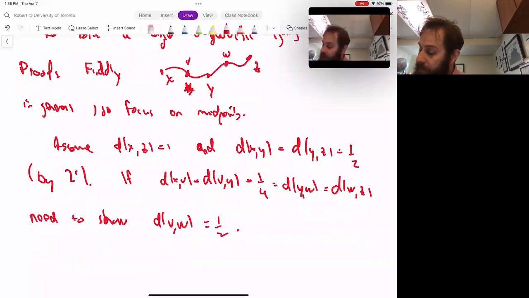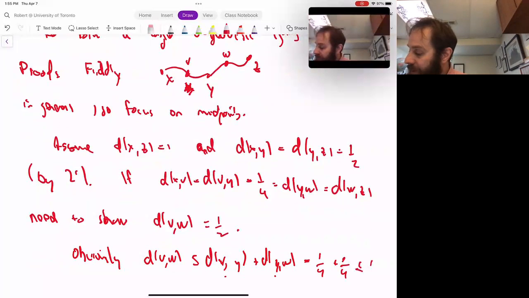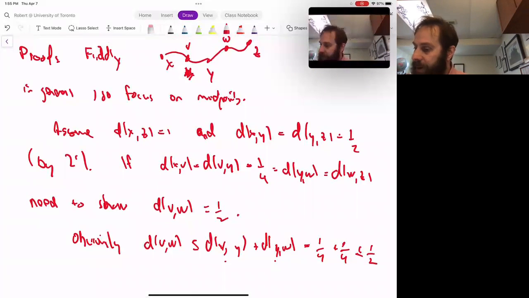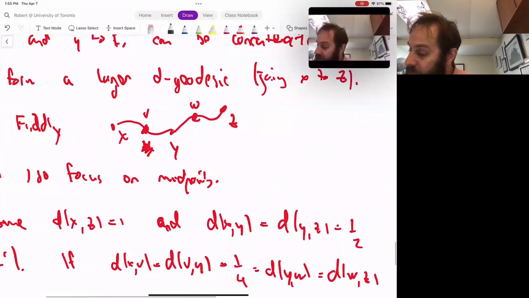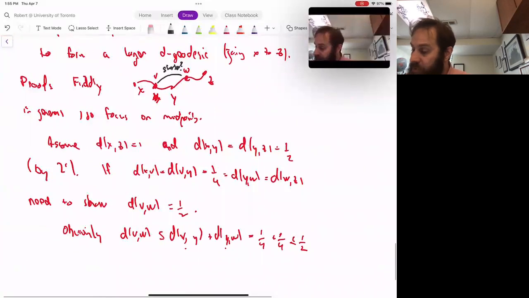And of course, obviously, the distance from v to w is less than the distance vy plus the distance yw, and these are each 1/4. So obviously the distance is less than 1/2, and so I need to show that it's bigger than 1/2. That's what I would expect if this whole thing is really a geodesic. What I want to rule out is that there's some shorter path elsewhere joining v to w. And so how do I rule out that there's some shorter path elsewhere?